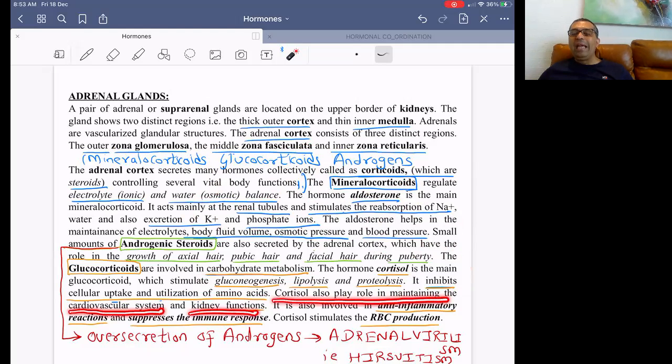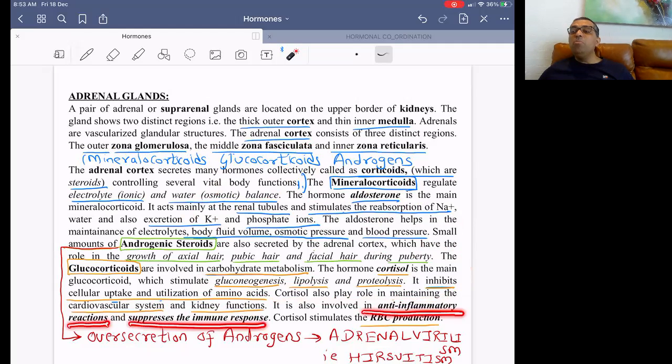आपके हार्ट बीटिंग के लिए और आपके किडनीज के फंक्शनिंग के लिए you require cortisol. And cortisol is involved in anti-inflammatory reactions and suppresses the immune system. So cortisol is anti-inflammatory. It reduces swelling. तो swellings reduce करता है, inflammation reduce करता है cortisol.